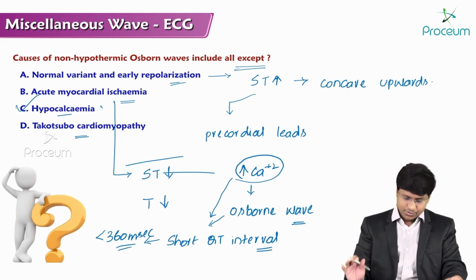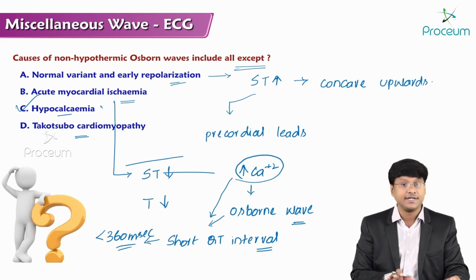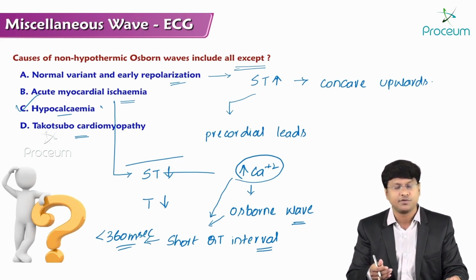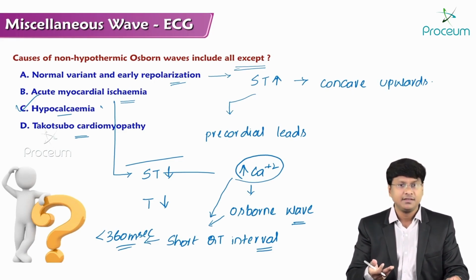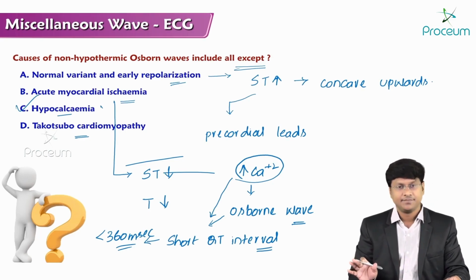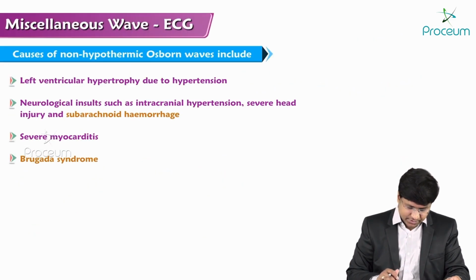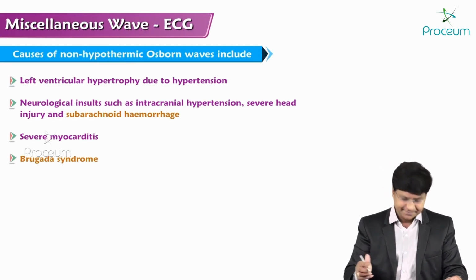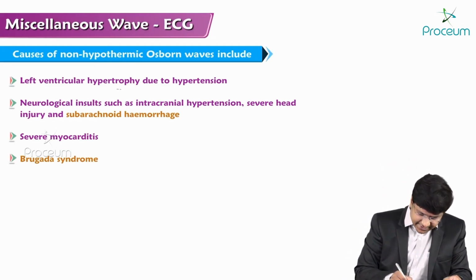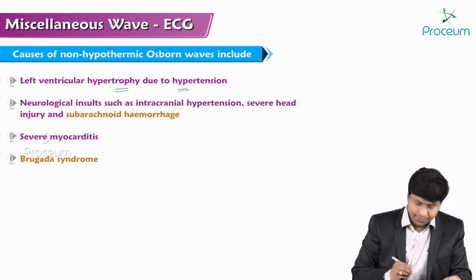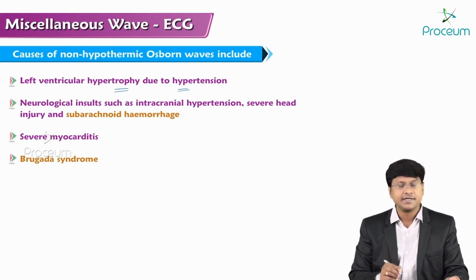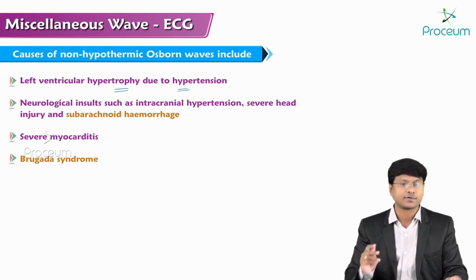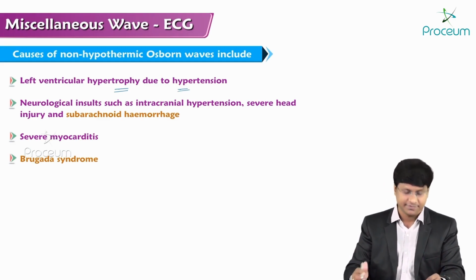Okay, right. So these are some of the conditions where you have the presence of the J wave or Osborne wave apart from hypothermia. Now, apart from these conditions, we have many other conditions where you have the presence of the Osborne wave. That is left ventricular hypertrophy due to hypertension. In this clinical condition also, you can have the presence of the Osborne wave or the J wave.